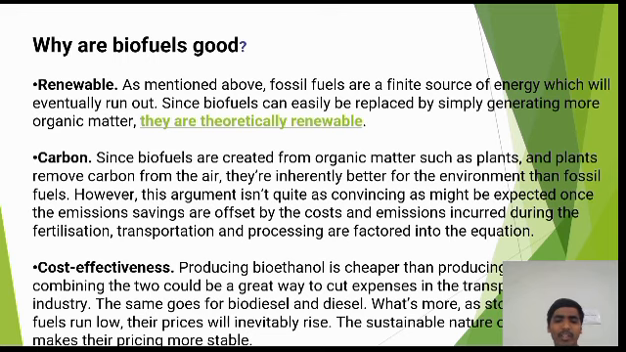Producing bioethanol is cheaper than producing petrol. Combining the two could be a great way to cut expense in the transportation industry. The same goes for biodiesel and diesel. What is more, as fossil fuels run out, their price will eventually rise. The sustainable nature of biofuels makes their pricing more stable.